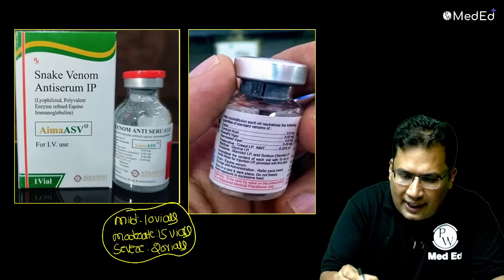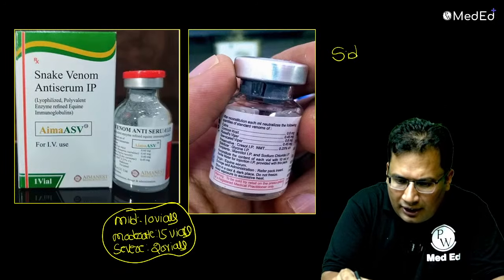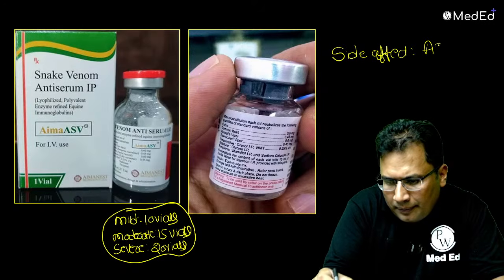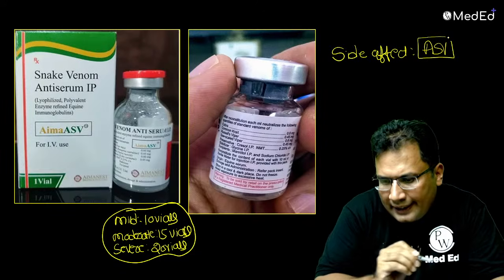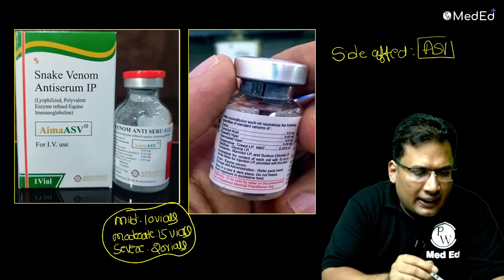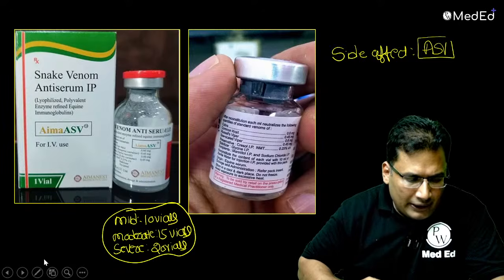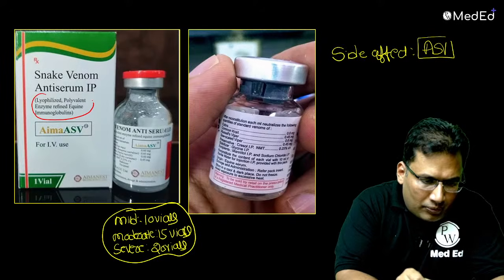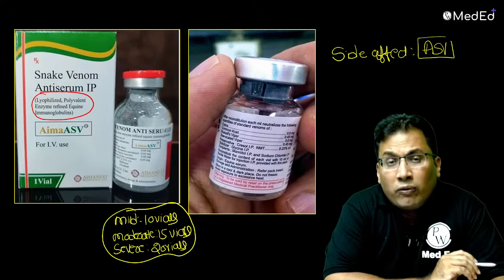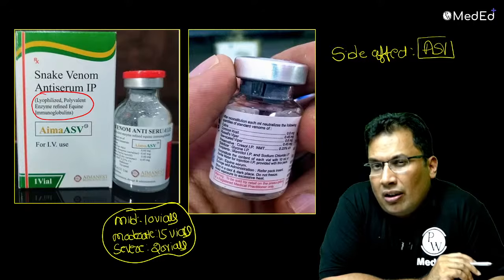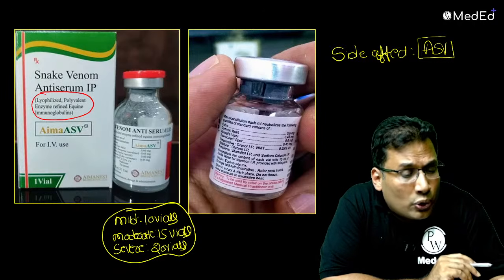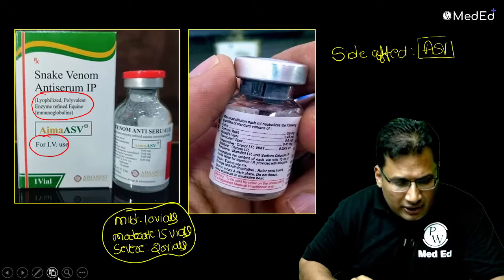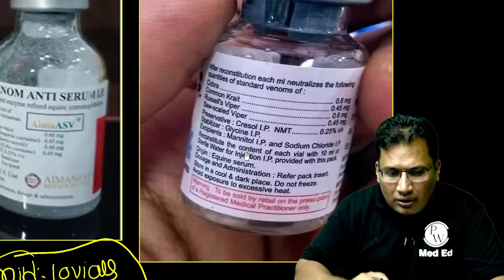And the most common side effect. Can anyone tell me what is the most common side effect of ASV? Come on guys. So ASV is basically lyophilized polyvalent enzyme refined equine immunoglobulin. So it is of horse origin. So what is the most common side effect? What you can see here, IV use.